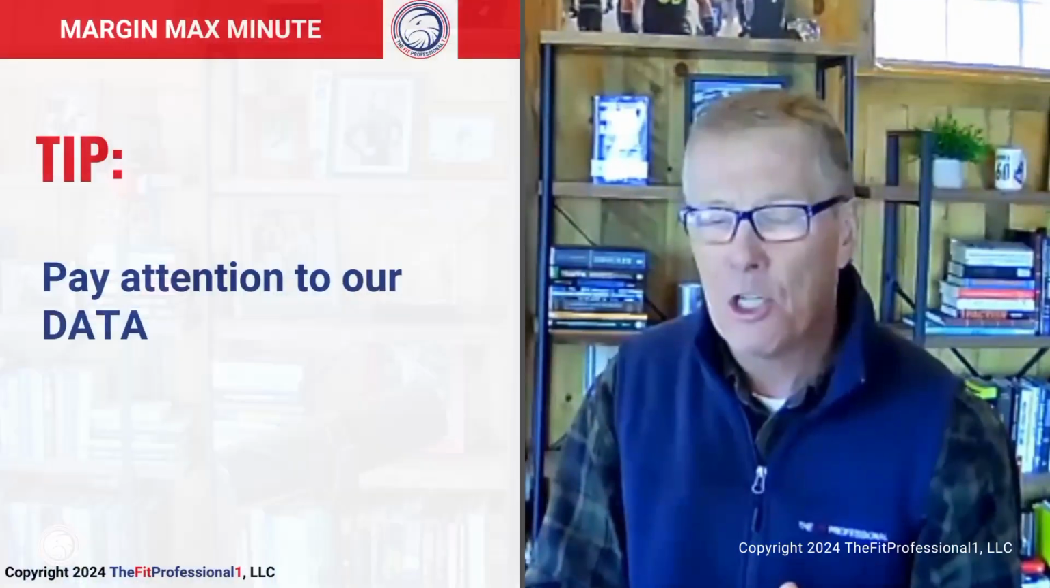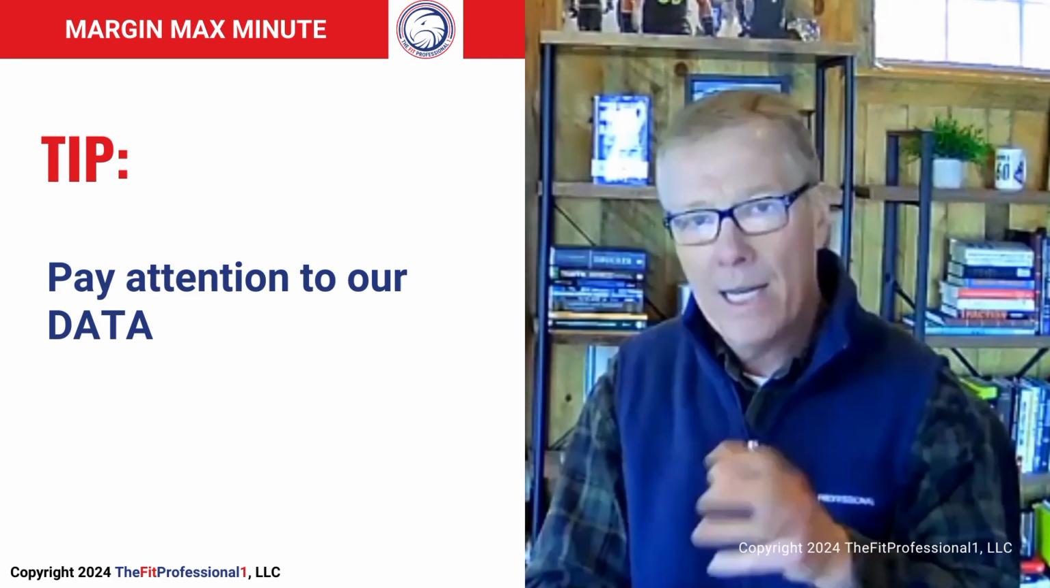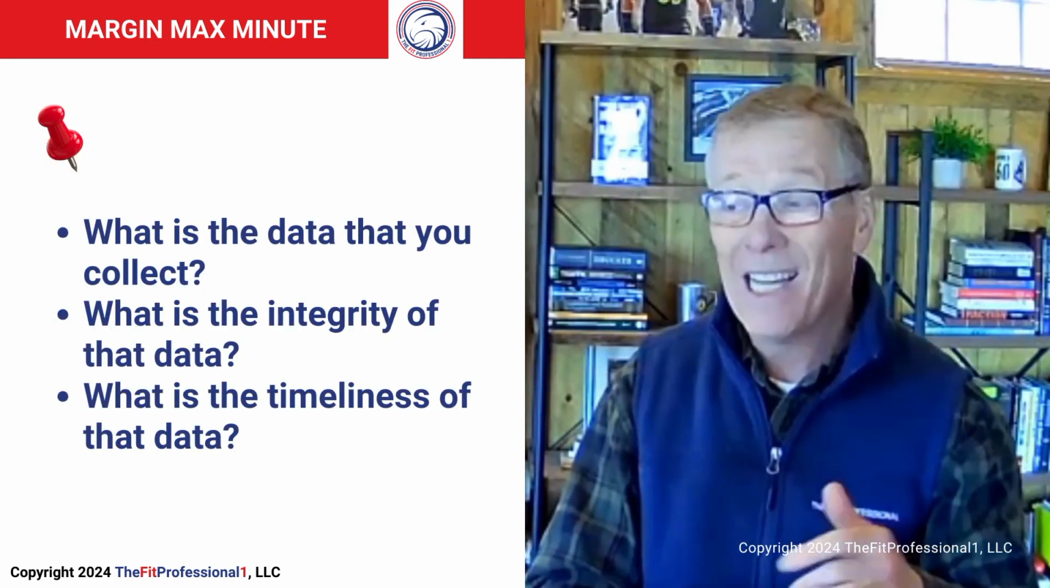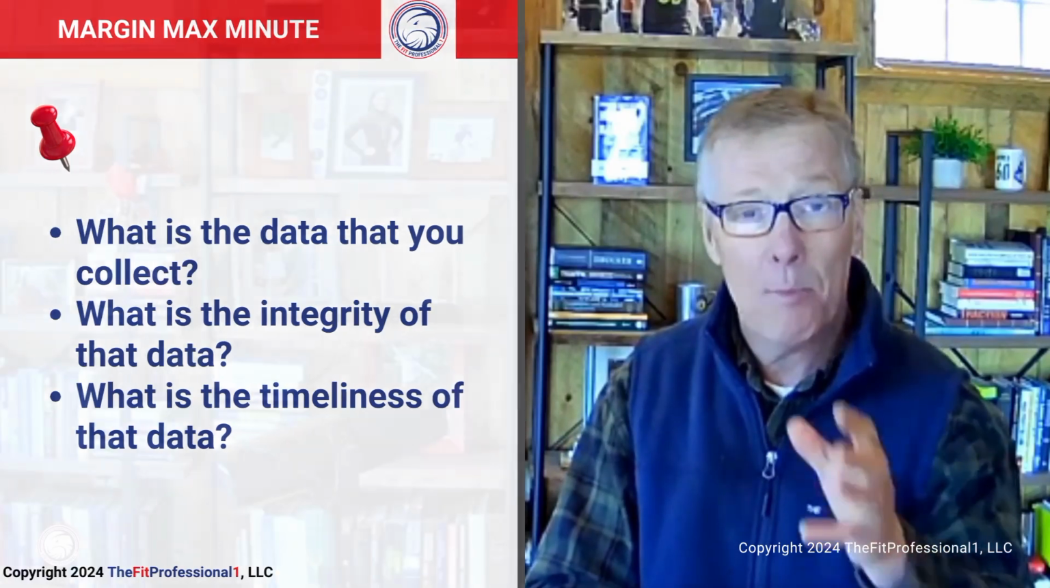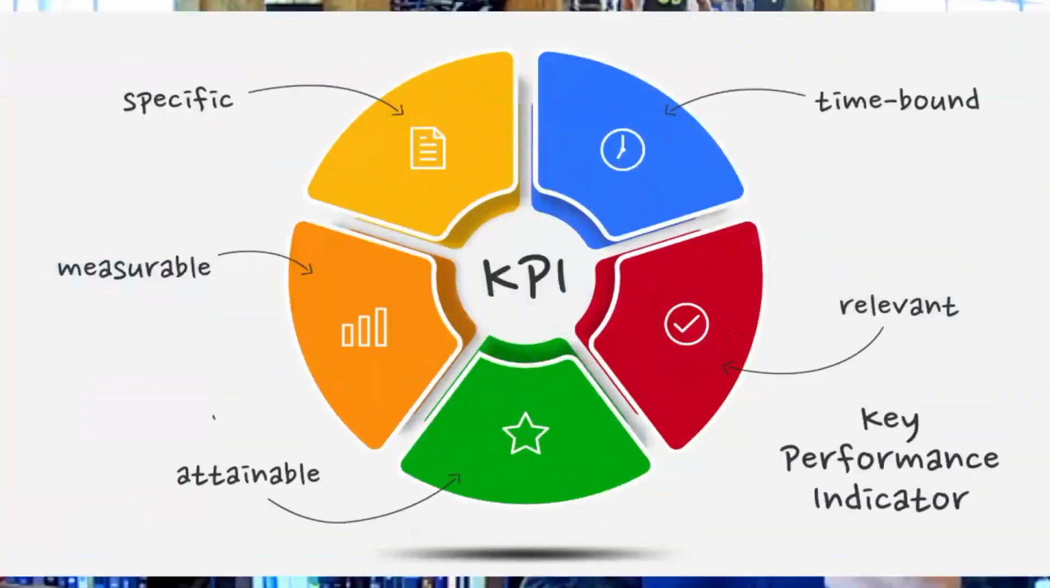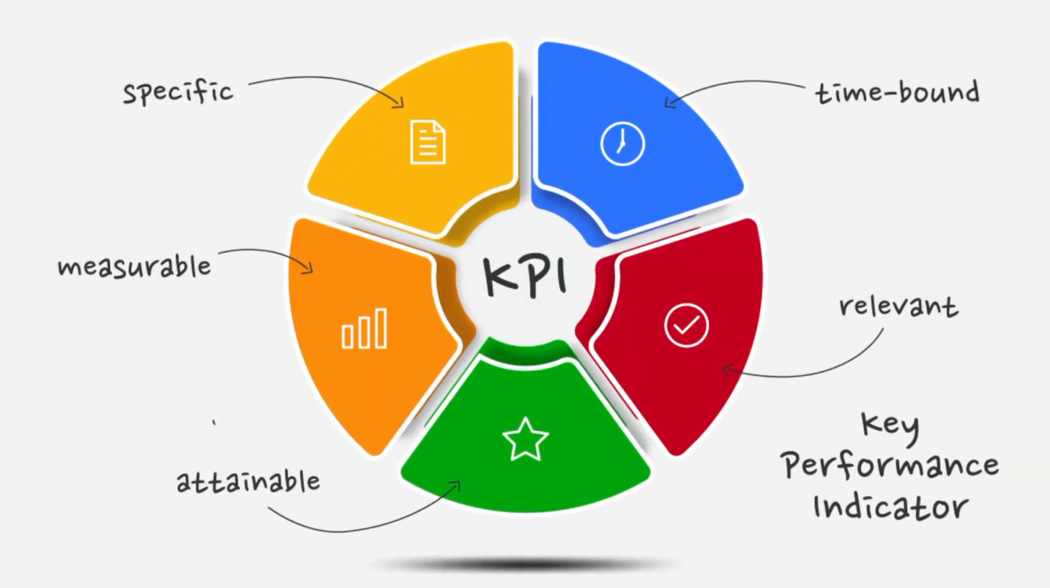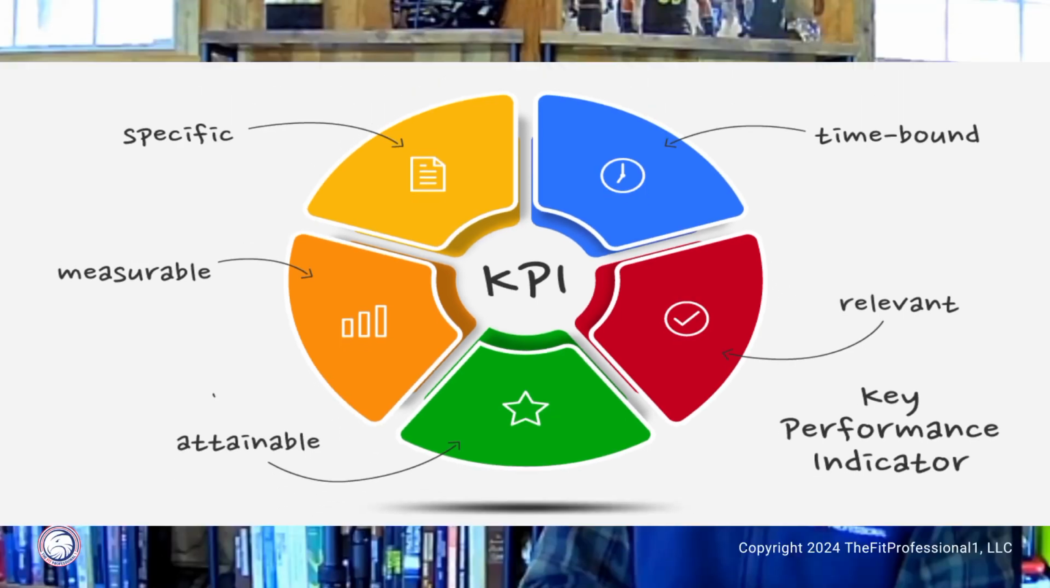For this particular episode, what we really have to understand is we have to pay attention to our data first. What is the data that you collect? What is the integrity of that data? What is the timeliness of that data? These are places to start your overall automation plan. We all know about key process indicators or KPIs. What are you watching right now in your business that makes a difference and helps you make better decisions? Can you improve the data integrity? Can you improve the timing by which it's recorded?